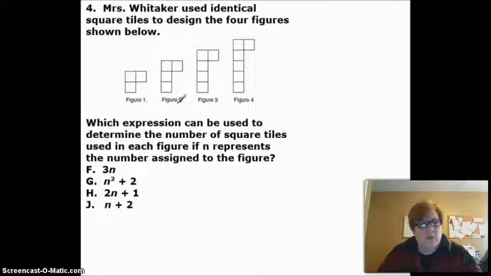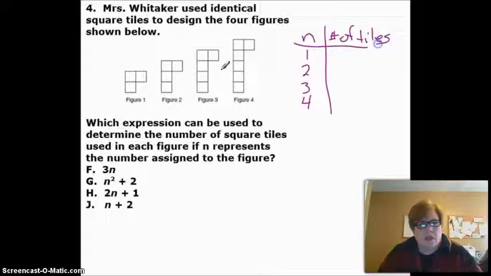Okay, so here's figure 1, 2, 3, 4. So we already have our n's. Make a little T table here. 1, 2, 3, 4, and then the number of blocks or tiles. Okay, so that's 1, 2, 3, 1, 2, 3, 4, 1, 2, 3, 4, 5, and 1, 2, 3, 4, 5, 6.